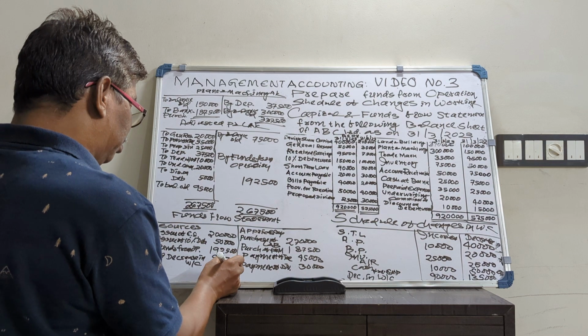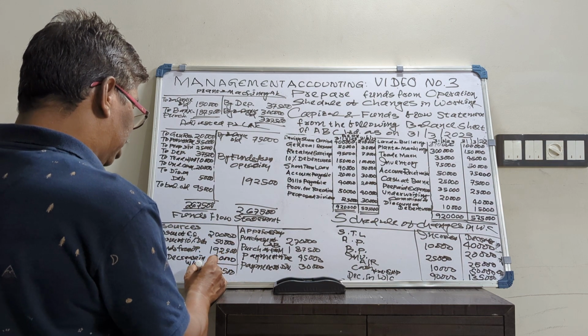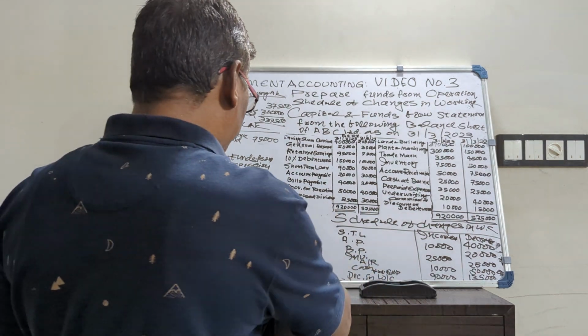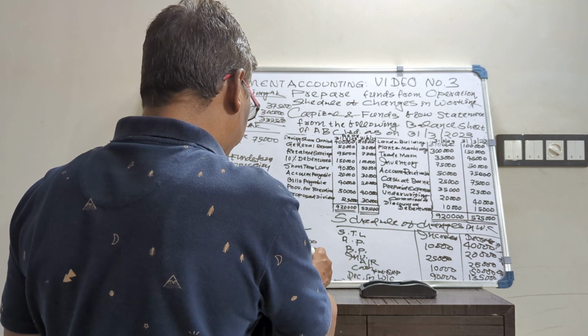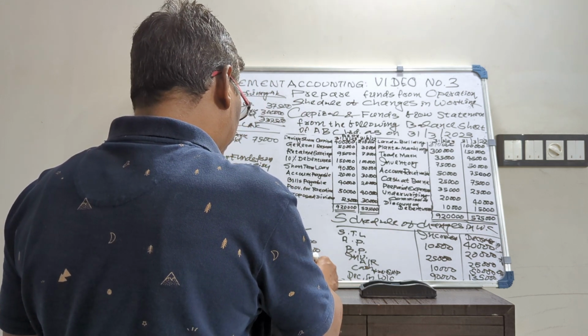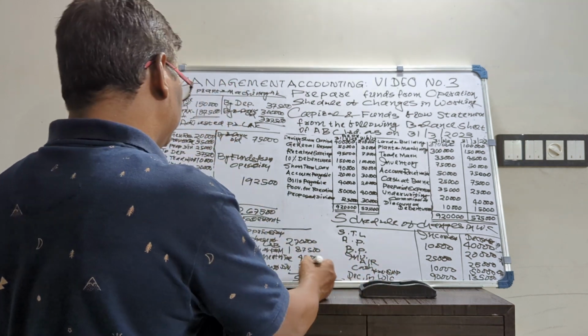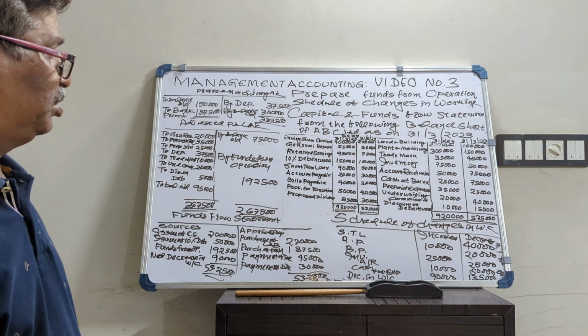Then total is 5,32,500. So it should be 5,32,500. That means our preparation of funds flow statement is accurate.